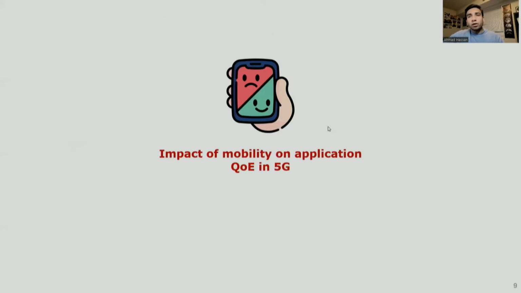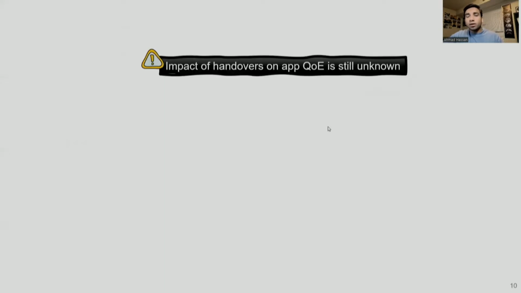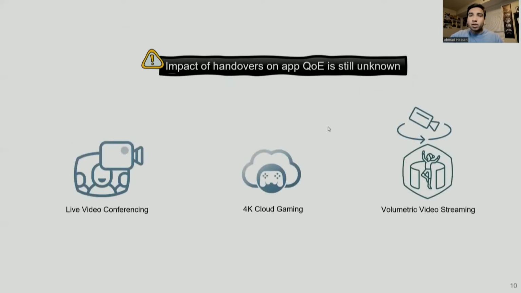So first, we focus on the impact of mobility on application performance. Previous studies have looked at the impact of 5G handovers on network throughput. But the impact of mobility on application QoE is still unknown. So we use a mix of latency-sensitive and bandwidth-hungry applications to point out the factors that impact QoE fluctuation during mobility. The applications that we consider in our study are live video conferencing, 4K cloud gaming, and volumetric video streaming.